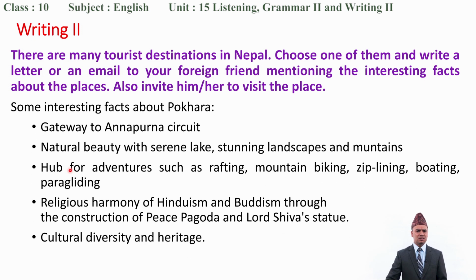I'm going to give some clues about Pokhara. It's a gateway to the Annapurna circuit. It's a natural beauty with serene lake, stunning landscape and mountains. It's a hub for adventure such as rafting, mountain biking, zip lining, boating, paragliding. Religious harmony of Hinduism and Buddhism through the construction of the Peace Pagoda and Lord Shiva's statue. There is the biggest statue. A lot of tourists go there to visit. You had better visit that place when you go to Pokhara. And there is cultural diversity and heritage.